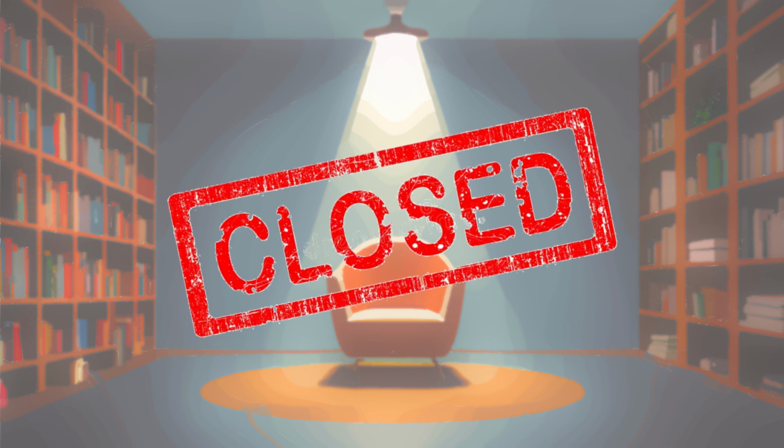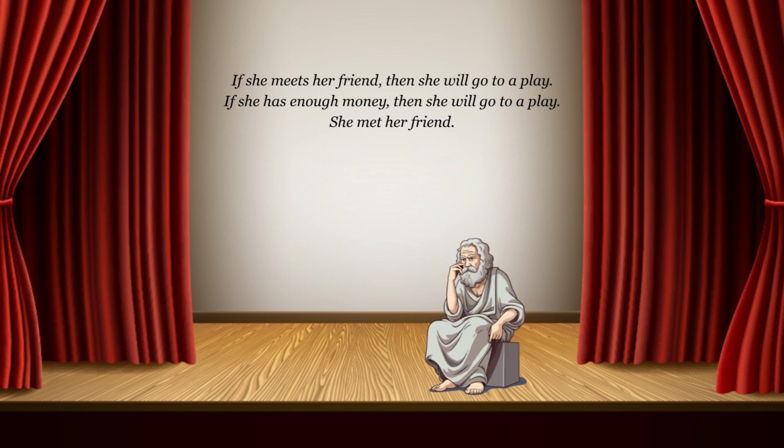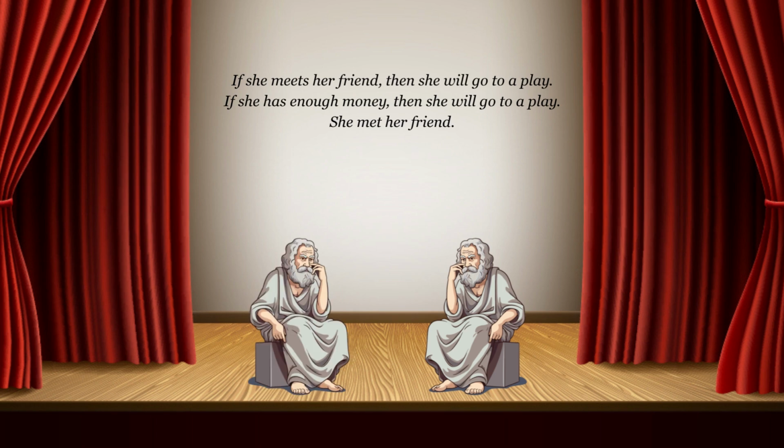But let's take another one of Byrne's examples. If she meets her friend, then she will go to a play. If she has enough money, then she will go to a play. She met her friend. If we know that there is a possibility that she does not have enough money, we will conclude that she may not go to a play. In other words, we will opt for a logically valid conclusion.